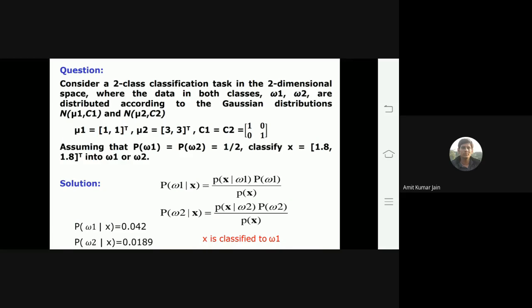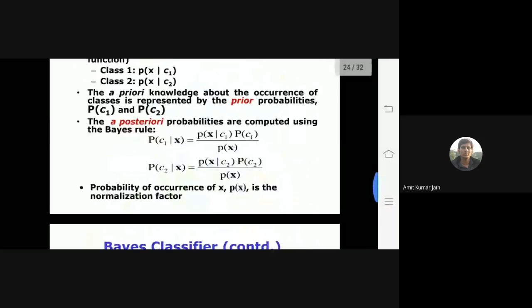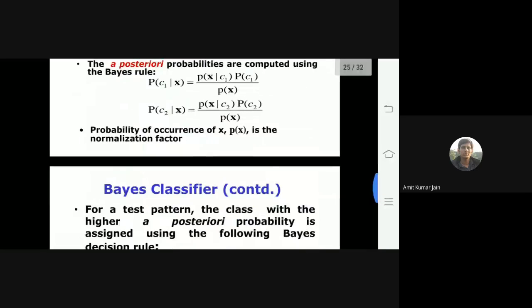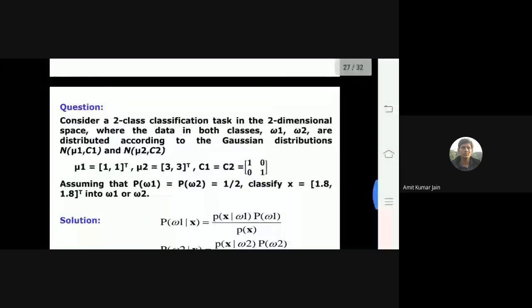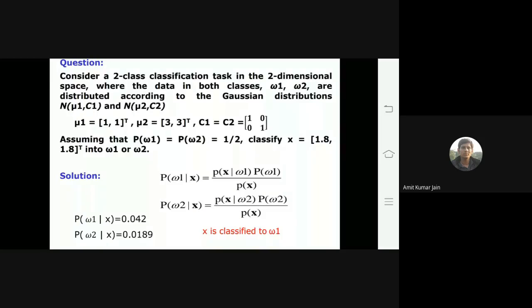Assuming that P of c1, the prior probability which we have discussed, and P of c2, similar to P of omega 1 and omega 2, is equal to 1 by 2. I mean, both are equiprobable. Whenever both are equiprobable, it is sometimes difficult to find out the class label by using simple probability theory. So the question here is: classify a sample into either omega 1 or omega 2. Of course, it's a two-class classification problem.